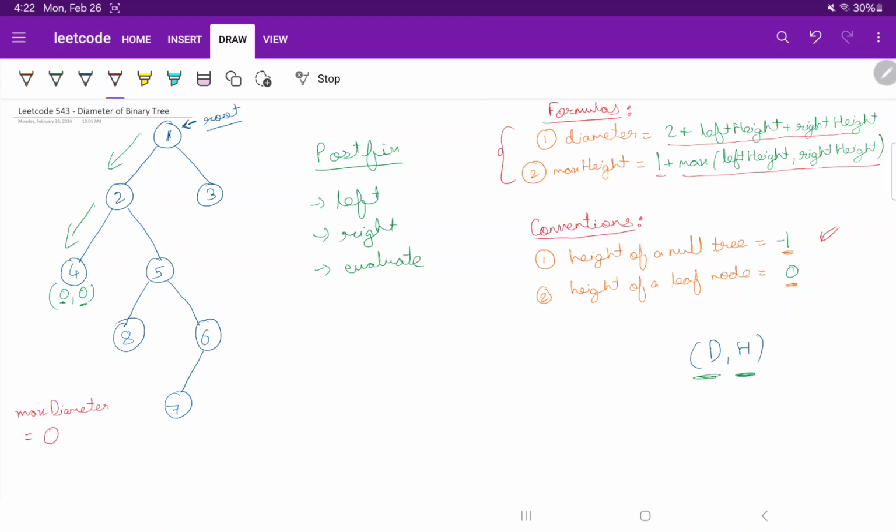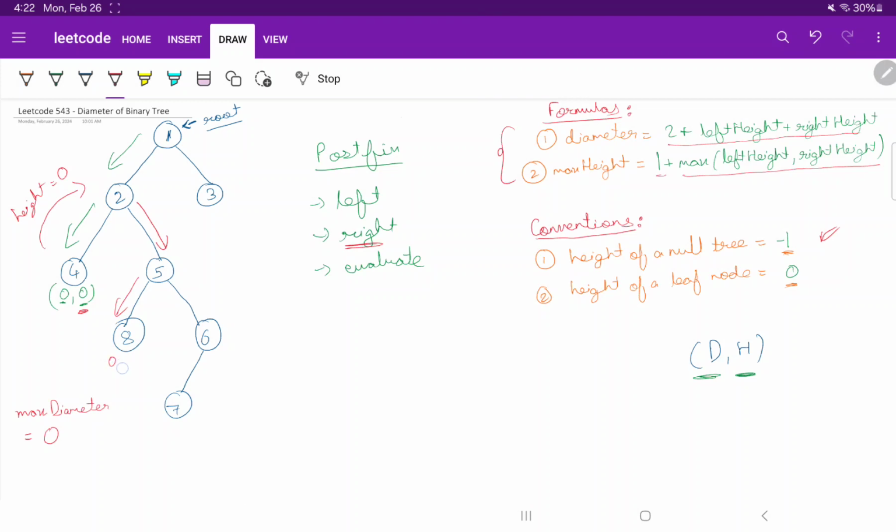Once this is computed, we return the height, whatever the height is, 0. So we return height equals 0. That means the height of the left subtree is 0 in this case. Then we have come back to this node. Now we proceed to the right hand side. We evaluate the right hand side. We go to the right hand side and then to the left hand side of that.